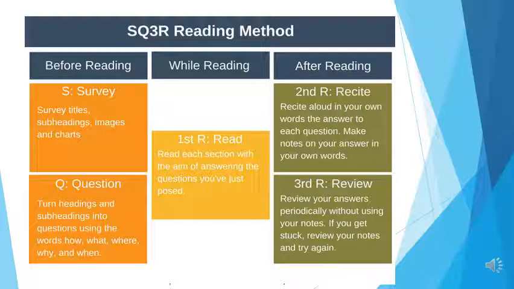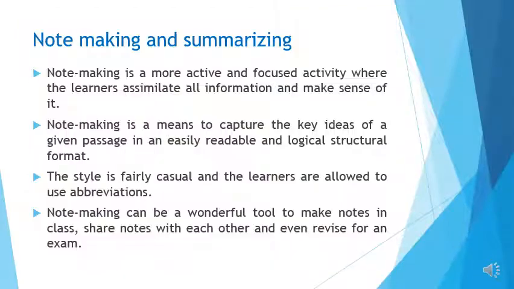SQ3R is an effective and active reading strategy to better understand written content. So these are the steps of SQ3R method. Next is note making and summarizing. So note making is a more active and focused activity where the learners assimilate all informations and make sense of it. It means to capture the key ideas of the given passage in an easily readable and logically structural format.